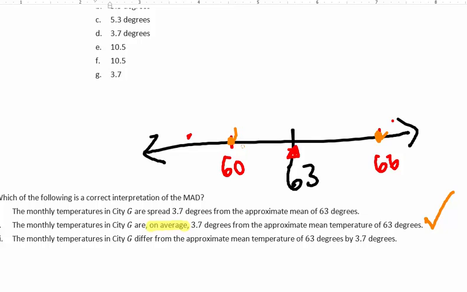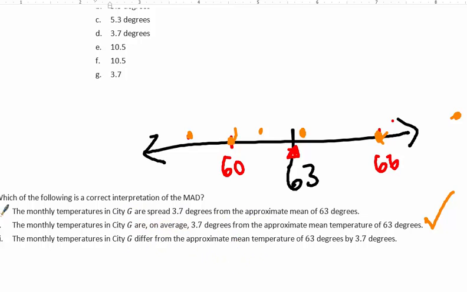I'm not saying all my data was between 60 and 66. I'm just saying on average that's how far they were. So if I had some over here, that means I also had some that were a little bit closer. If I had some that were way out here, I had some that were much closer as well. So it just means on average, they were 3.7 degrees away.